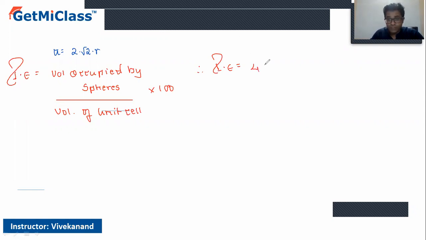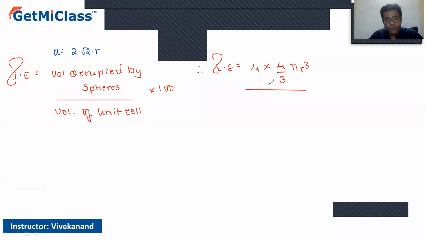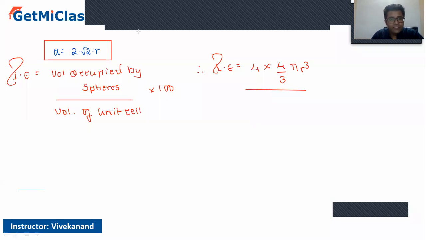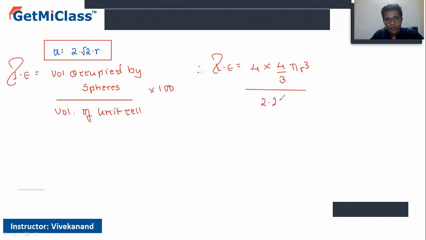We have 4 spheres, so 4 into 4 by 3 pi r cubed, right? The entire thing is going to be divided by the volume of unit cell, and the volume of unit cell is A cubed. The value of A, as we have already kept it over here, is 2 into root of 2R. So therefore, 2 into root 2R, the whole cube, multiplied by 100. So this is what it becomes, right?